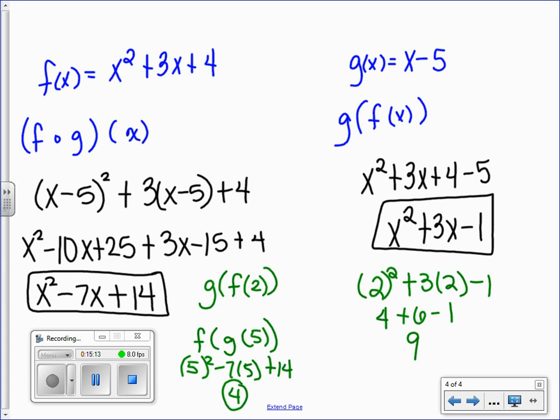And when you switch around those functions, you're not going to get the same answer. So what you're doing is, first you find g of f, and after you do that, then you would plug in 2 for any of the x's. Exactly. Yes. Super easy, right? Okay.